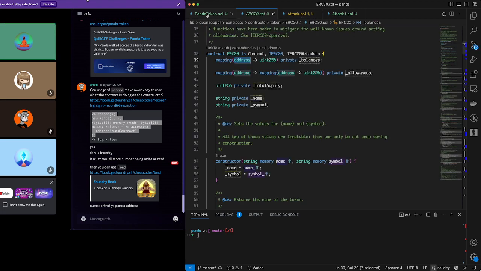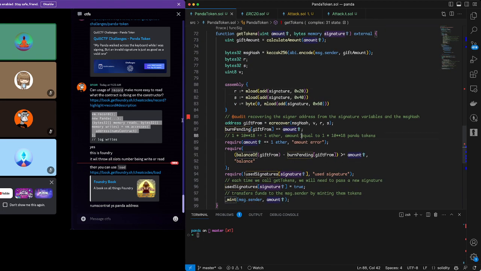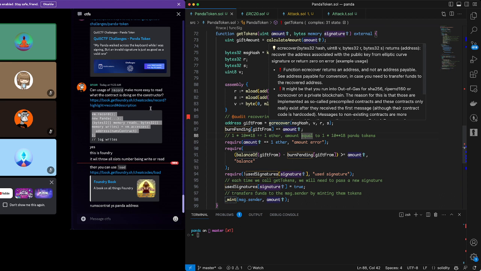Okay, so who knows the core issue with ecrecover? I think Anon probably knows, given he's written a bunch of these CTFs. But does anybody else know the issue here, or the common vulnerability with ecrecover?